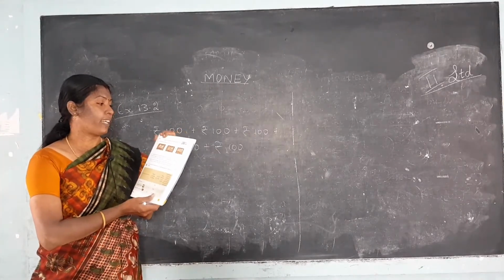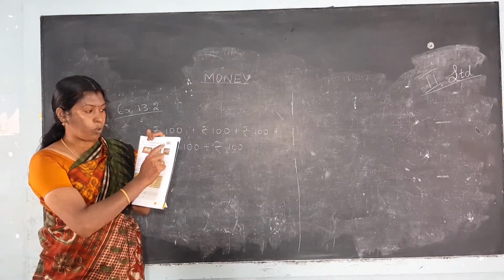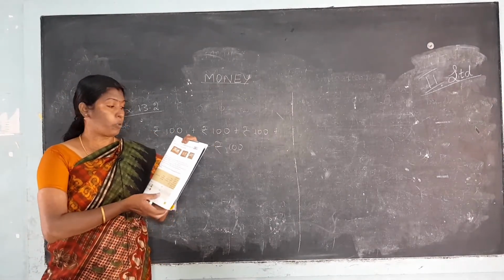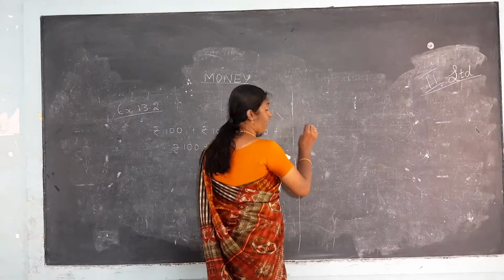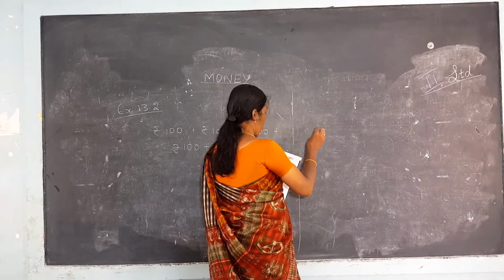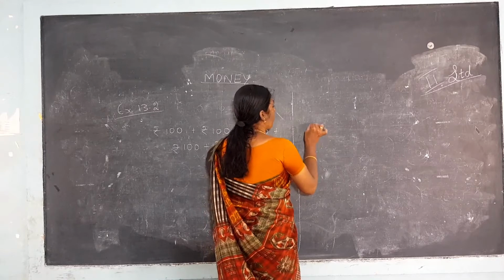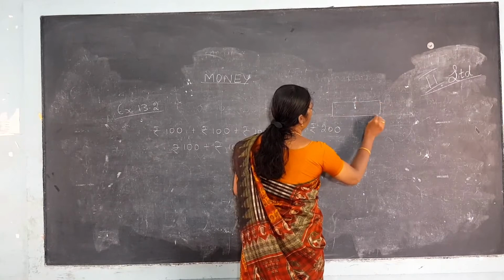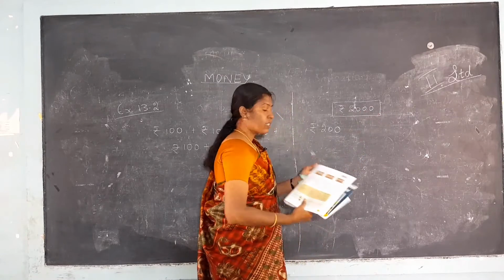Okay, next you see here. Dash notes of 200 have the same value as a note of 2000. Have you seen the 2000 rupees? Yes, I think so. We want 200 rupees to make 2000 rupees. How many 200 rupees are needed to make 2000 rupees? This is 200 rupees, and we want 2000 rupees in the denomination of 200.